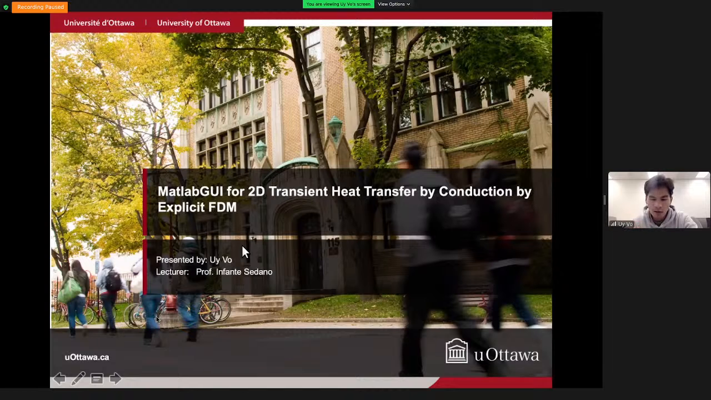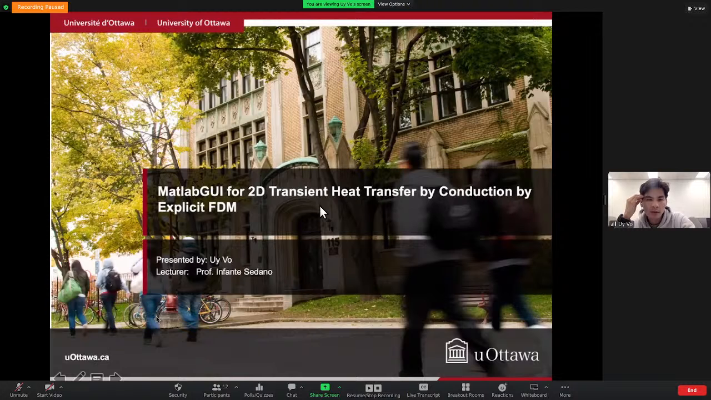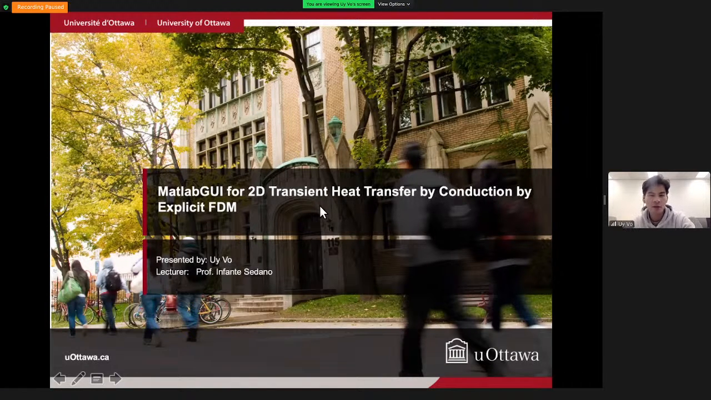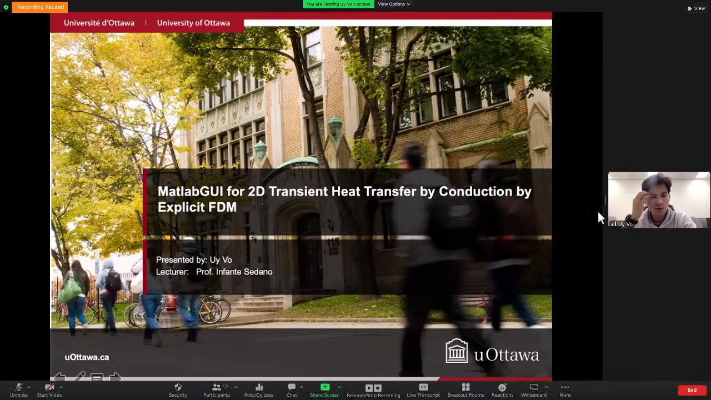All right. Hello, everyone. So my topic will be about the 2D transient heat transfer by conduction and by implicit finite difference method. And I will use MATLAB. We will create a MATLAB GUI to illustrate the problem.